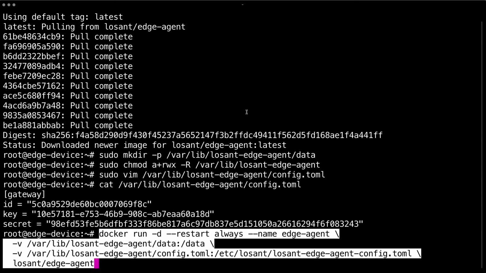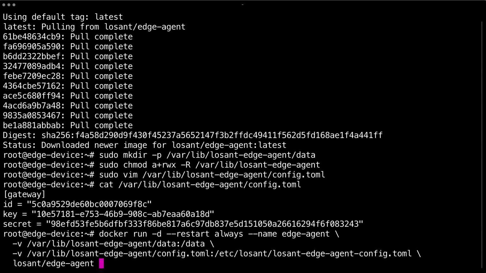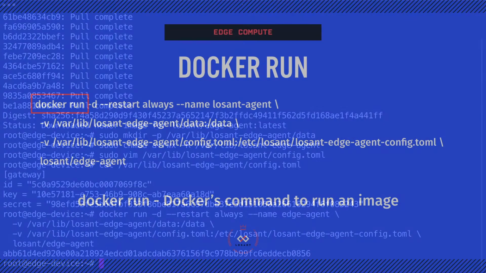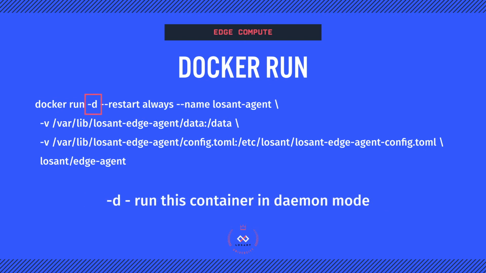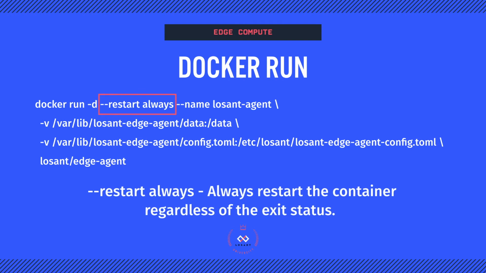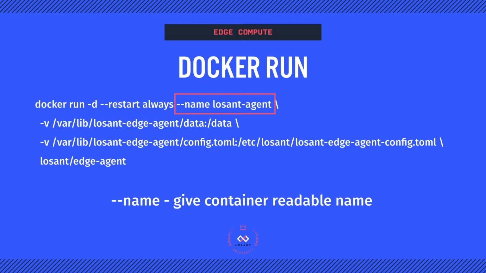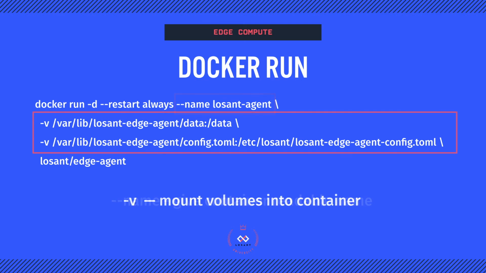For those unfamiliar with Docker, let's break down this command a bit. So first, docker run is Docker's command to run an image. We are also passing it a bunch of parameters. -d just means run this container in daemon mode. --restart always is Docker's way of saying restart this container if it fails and if the machine restarts. --name is just so we can give our container a name. -v is the parameter to pass in volumes into the container. In this case, we need to give it our storage directory and our configuration file.